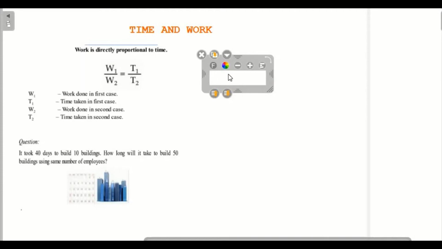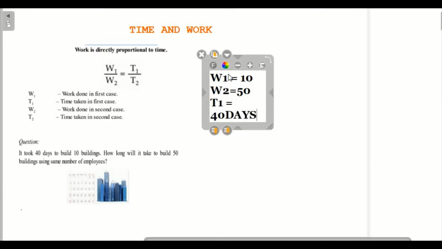So here we have the work done. Work done in the first case is 10 buildings. Work done in the second case is 50 buildings. The time taken for building 10 buildings is 40 days. So we have to find the time for building 50 buildings.